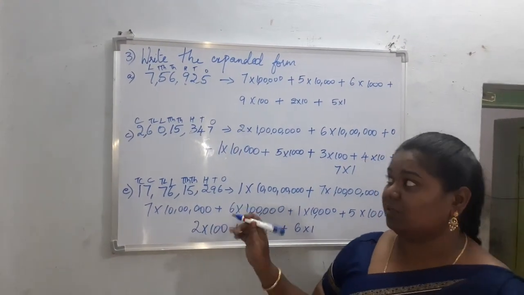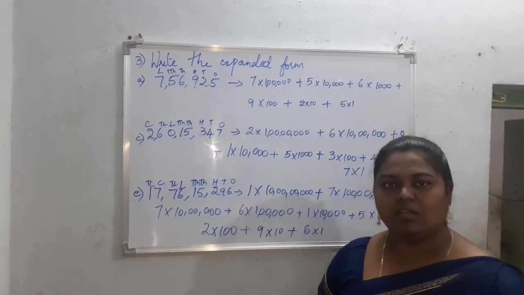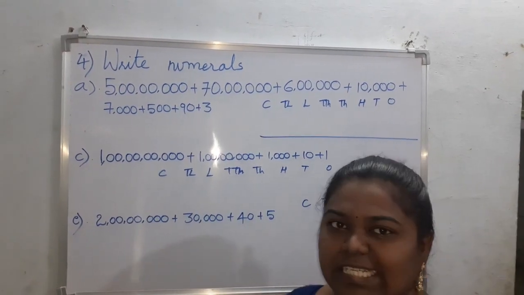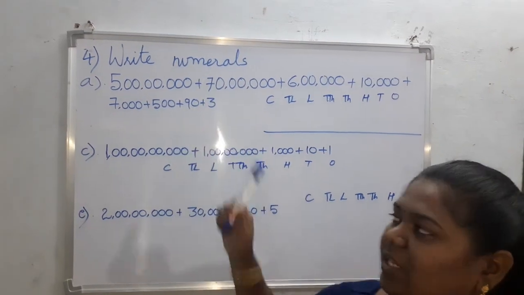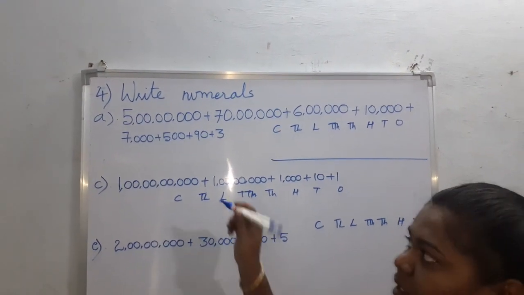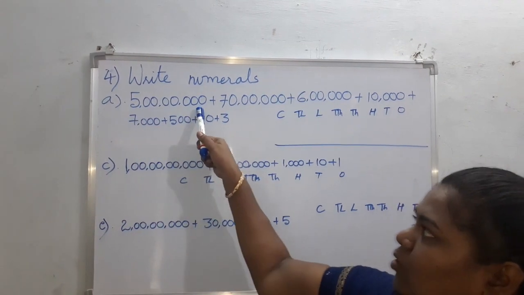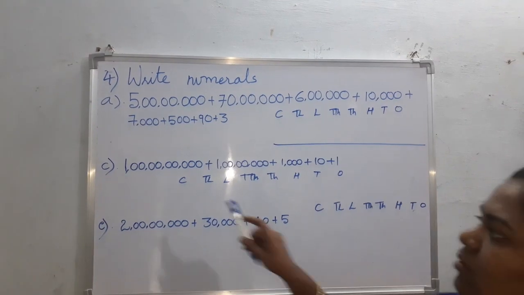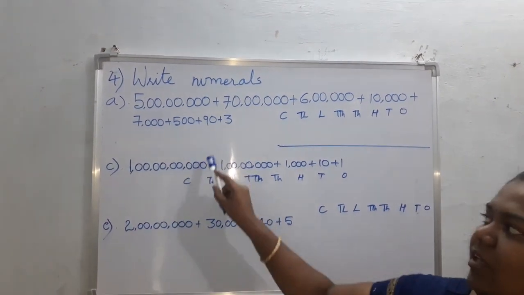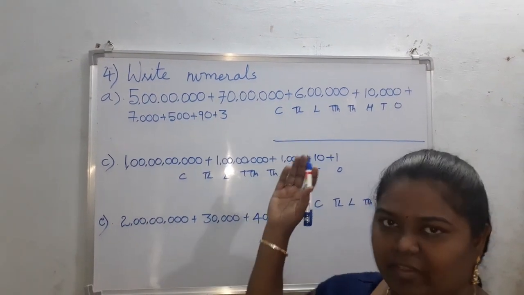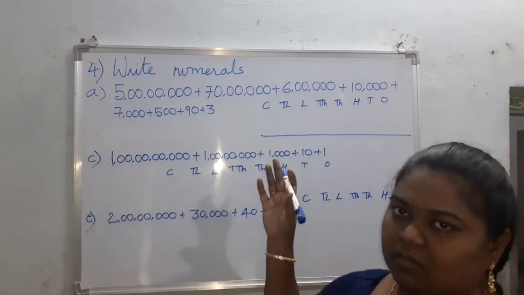Now this is your exercise sums. That is A, C and E bits I have done. Remaining bits you can try. Now in this fourth question, he is asking us to write the numeral. That is, we have to write the number. And first the expanded form is given. So here this is 5 crore, 70 lakh, 6 lakhs, 10,000, 7,000, 500, 90 and 3. They have given you clearly which number is what.